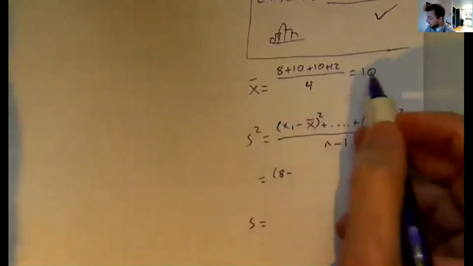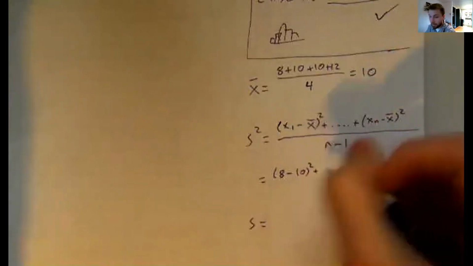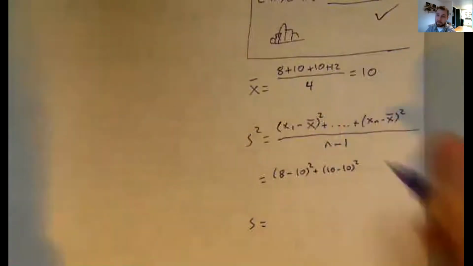Minus the average was 10. If I did this, I got a -2. I'm talking about spread. It doesn't make sense to say I'm -2 away, so I'm going to square that so I don't say I'm -2 away. The next value in my list is 10. Minus the average of 10, that's 0 squared.